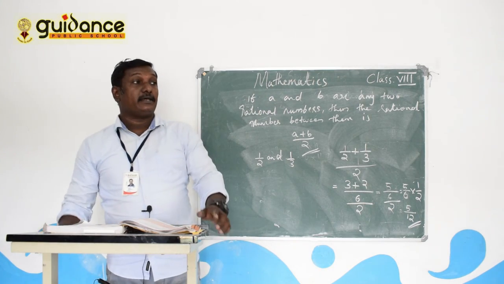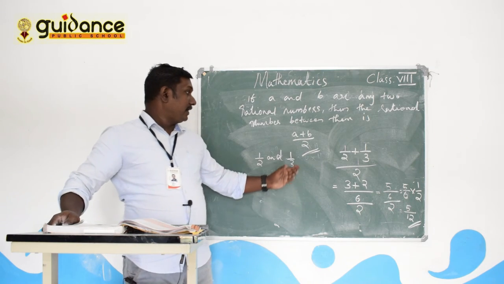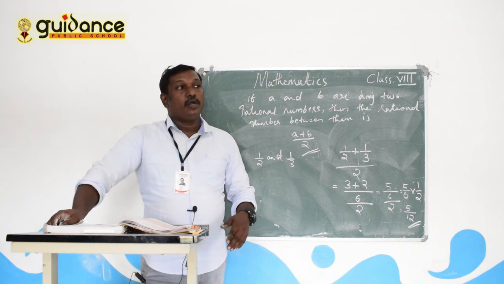So to find a rational number between any two rational numbers, at that time we can do it this way. Hope you all understood.